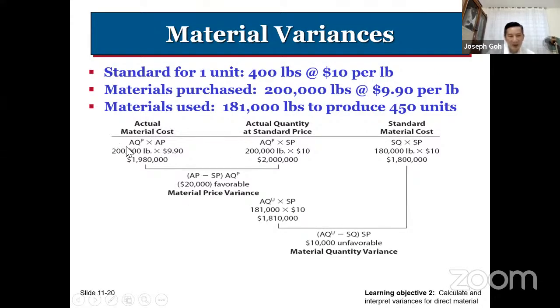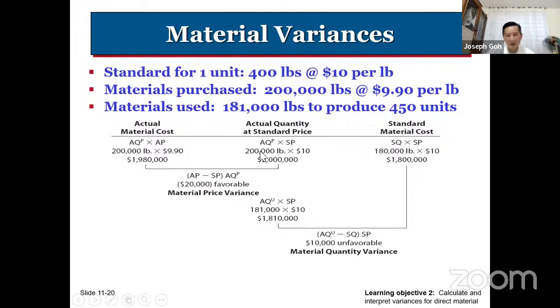So we can see the actual material cost is already given to you. 200 pounds times 9.9. So the total is 1.98 million. Actual quantity purchased times actual price. So it's 200 pounds times 9.9, you will get 1.98 million. But how about the standard price for the actual quantity purchased?